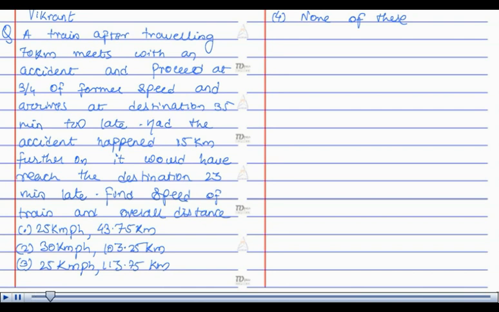The question is, a train after travelling 70 km meets with an accident and proceeds at 3 by 4 of its normal speed and arrives at the destination 35 minutes too late. Had the accident happened 15 km further on, it would have reached the destination 23 minutes late. Find the speed of the train and overall distance.